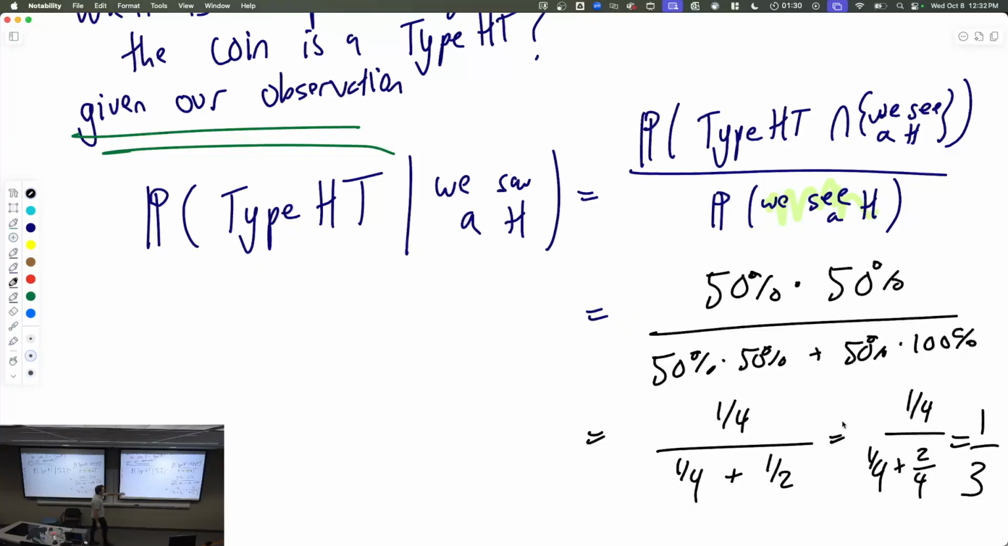There's a 1/4 chance you have the type heads-tails coin and you saw a heads. But there's a 1/2 chance you picked the type heads-heads coin and saw a heads. So because the type heads-heads coin has way more heads, it is sort of overrepresented over here. And that is what's causing it to be 1/3 rather than a quarter. It's higher than you think. Sometimes people forget this. So that's one way to do the problem.